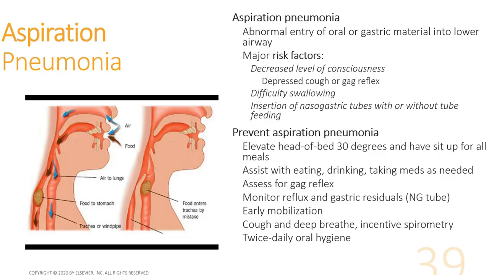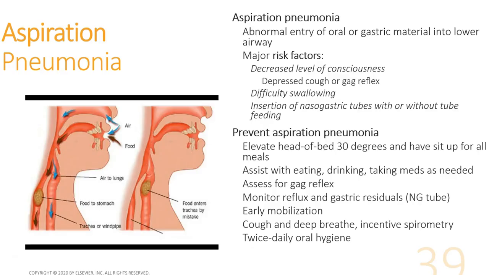So preventative measures: you want to have the patients who are at risk sit up. You want their head of bed elevated in a semi-Fowler's position, and definitely sitting up for all meals, whether they have an NG tube or not. You may have them on an assist, so they have a one-to-one assist that stands there and just makes sure they're safe while they're eating or drinking or taking their meds.